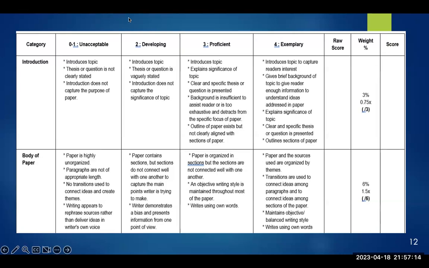So for example, if we look at the introduction, what is going to get you the full points? Well, you need to introduce a topic and make sure that it captures the reader's interest. So number 4 is the best, the highest score you can get. Gives brief background of the topic to the reader, enough to understand the ideas, explain the significance of the topic, have your thesis clearly and specifically stated, and also outline the paper. So the rubric is provided so you know exactly what I am expecting, and I will be using the rubric as I grade your papers.